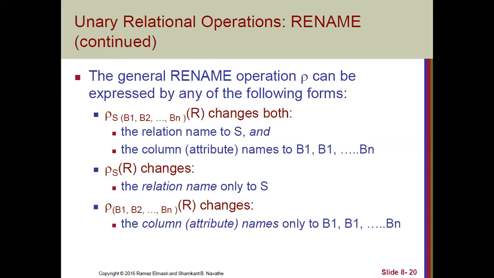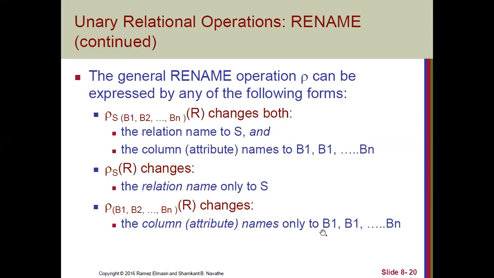Normally we do this when we have some intermediate relations, whenever we are using multiple operators. So the expression rho S of R changes the relation name only, to S. In the second example, only the relation name is changed, not the attributes. In the first example, the attribute names are also changed along with the relation name. And in the third scenario, only the attribute names are changed, but the relation name is not. So there are three possibilities.